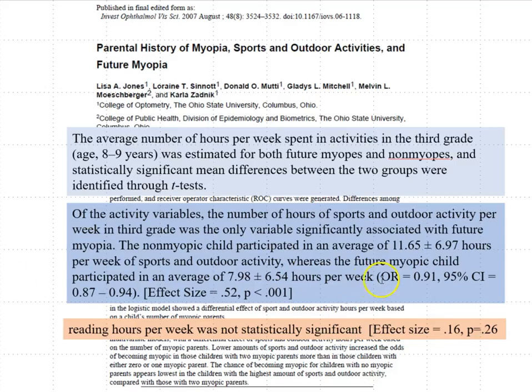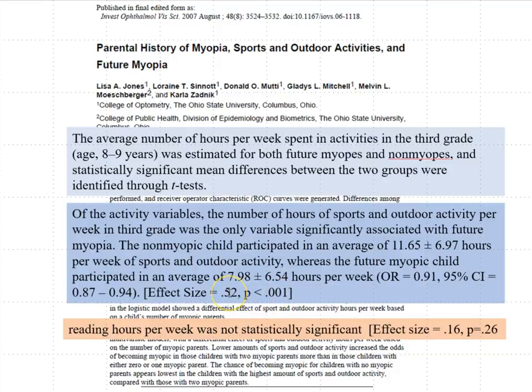For example, in this one, the hours were 11.65 for the non-myopic kid of being outside versus 8 hours for the myopic child, future myope. So they're not myopic yet. This is their history. And you get an odds ratio of 0.91. But if we subtract, remember effect size. Remember, 11.65 minus 7.98 divided by the standard deviation gives you an effect size of 0.52. That difference was 0.001.